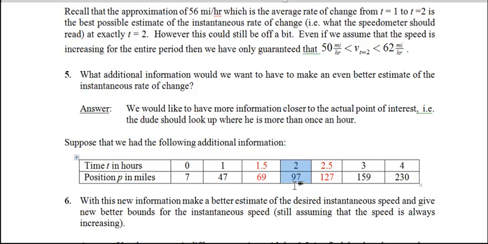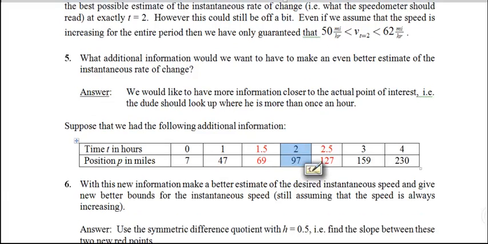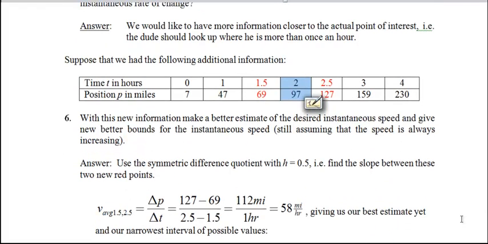Press pause now. Well, hopefully all you did was just use these 2 points and do the slope, which is of course a symmetric difference quotient with h is 0.5. So it's 127 minus 69 is 112. 2.5 minus 1.5 is 1, which of course is twice what h is. That's delta. 2 times 0.5 is 1 for the denominator. That's our delta x or delta t. And our delta y, or delta p here, was 112 miles over 1 hour.